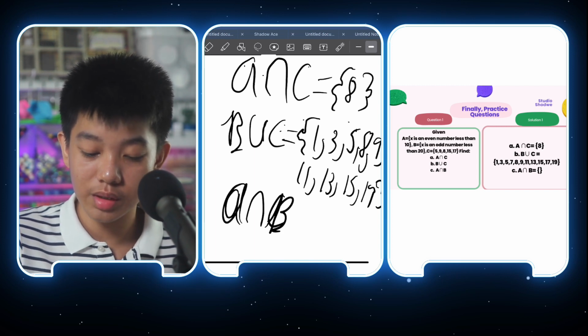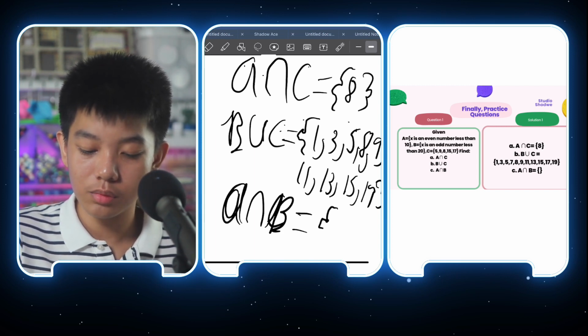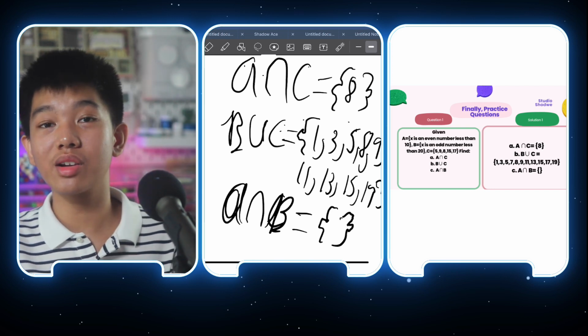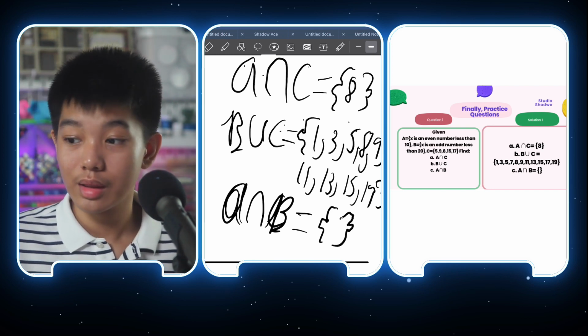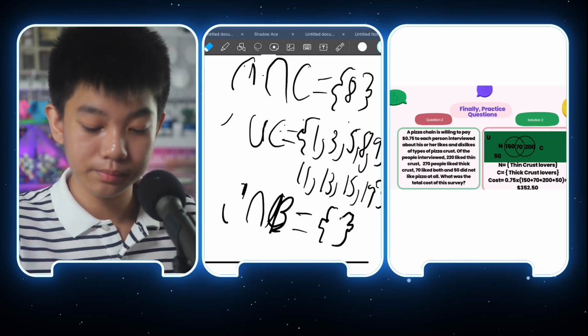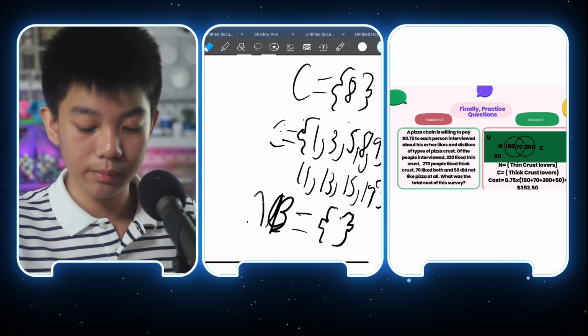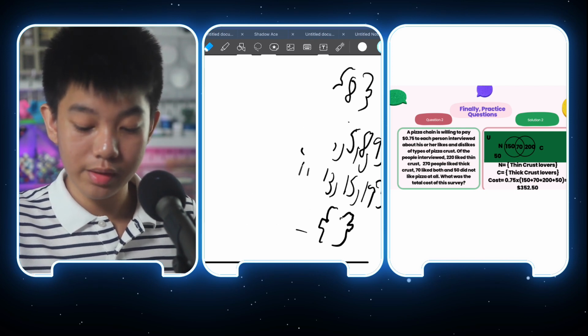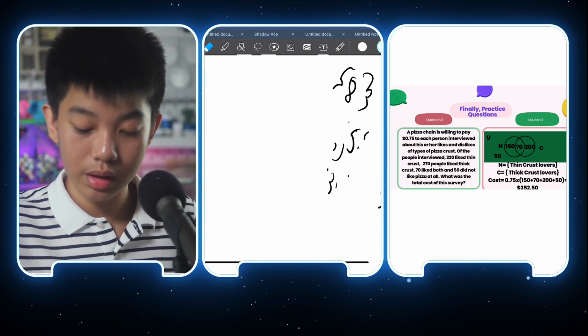A intersection B equals nothing. Just write nothing between the two braces, and that's your answer. Now let's move on to the next question. Wait, just erasing here.